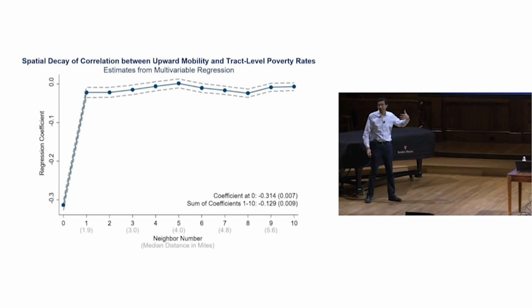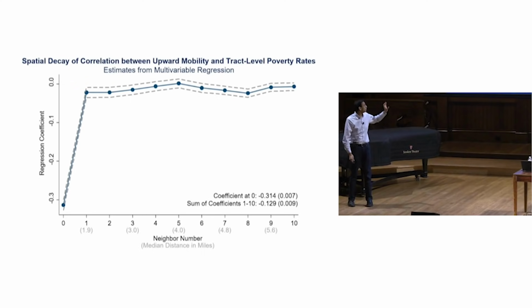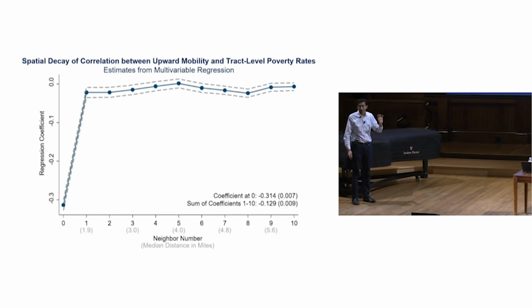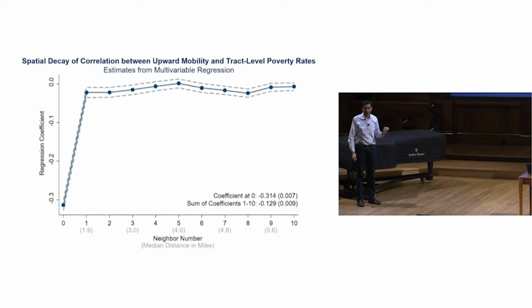And so let me just explain first the mechanics of how we do this. So we take rates of upward mobility in each census tract, and we ask how correlated are they with poverty rates in that same census tract, which is denoted by 0, or the census tract that's the next closest one, so that's denoted by 1. So we can take all the census tracts in America and find the next closest census tract, the second closest census tract, the third closest census tract, and so forth, right? Just using GIS software and coding distances between places.